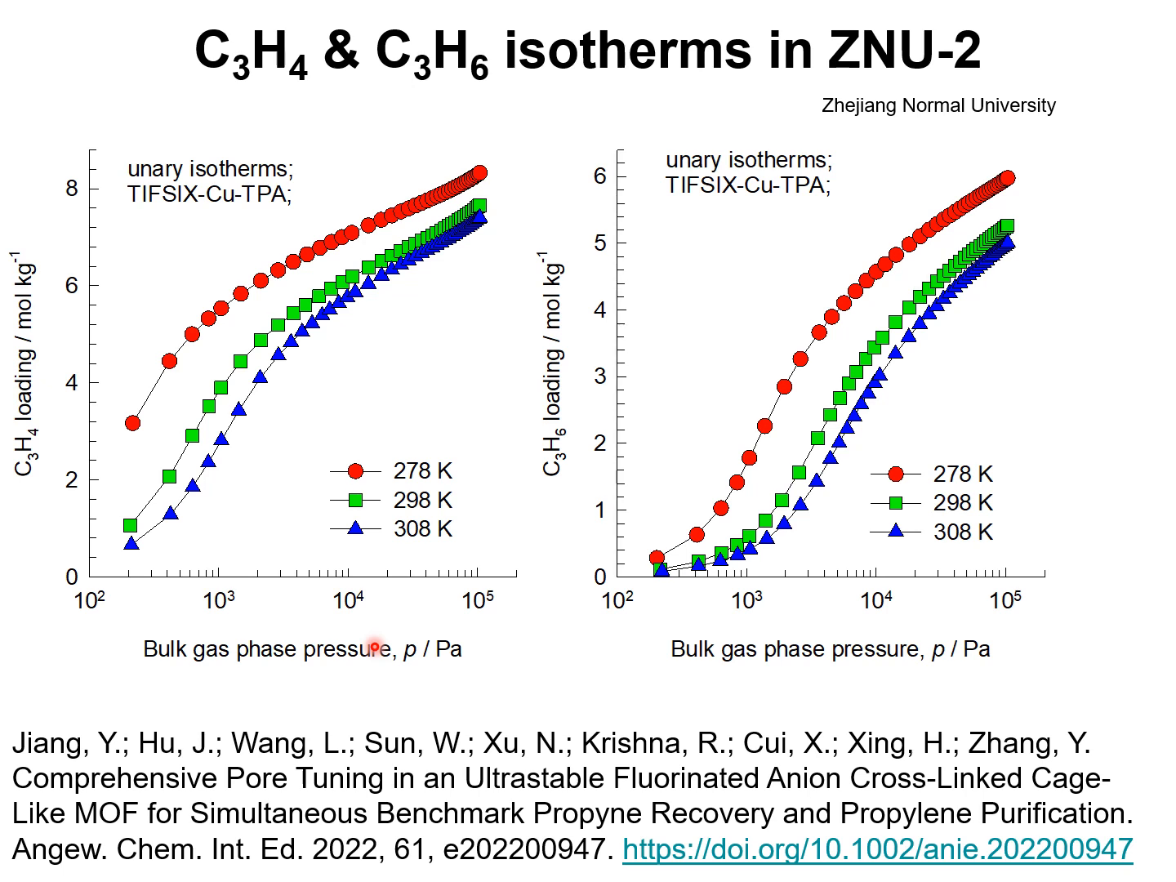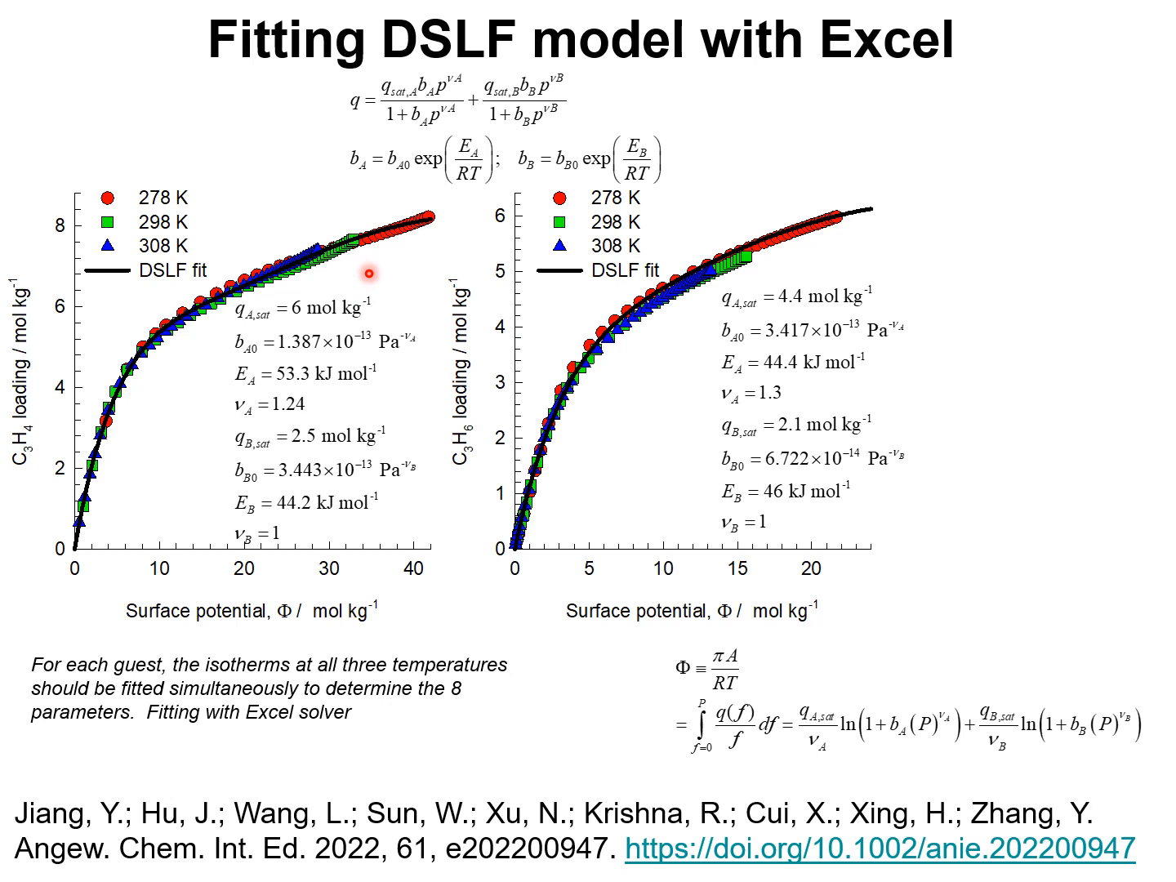The dual site Langmuir model also fails, and we need to resort to the dual site Langmuir Freundlich model. Now, what I generally do is to fit the data at the 3 different temperatures simultaneously using the Excel solver. Let's see how we do that. Let's fit the experimental data at the 3 different temperatures using the dual site Langmuir Freundlich model.